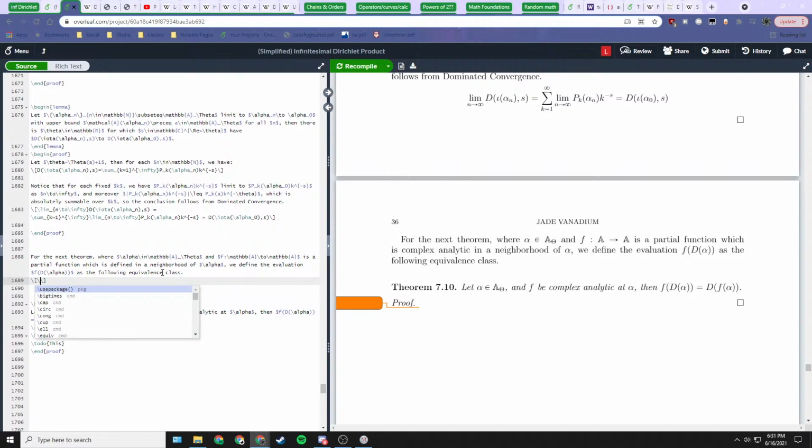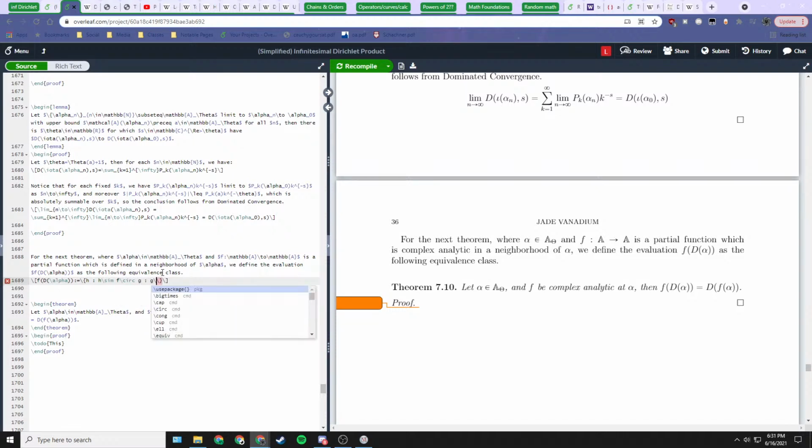And so this equivalence class is the set. So we'll say f of d of alpha is defined as equaling the set of h such that h is related, under our equivalence relation, to f of g. Actually, we can just do f composed with g, such that g is in d of alpha. So it is essentially just the composition.